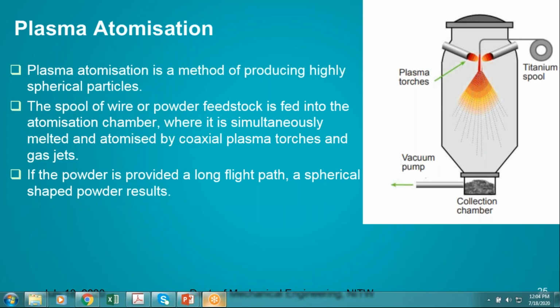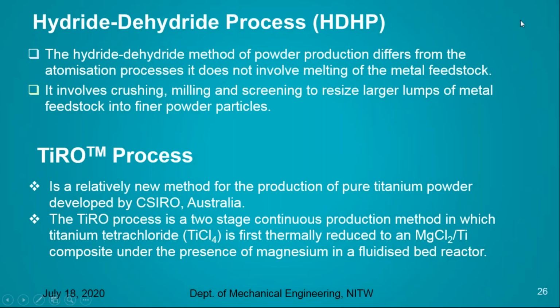With the help of the plasma, we are melting the wire with the coaxial torches, and with the help of the gas jet, we are going to form these powder particles. If the powder is given a long flight path, spherical powder particles are going to result. This is how we get spherical particles in the plasma atomization process.